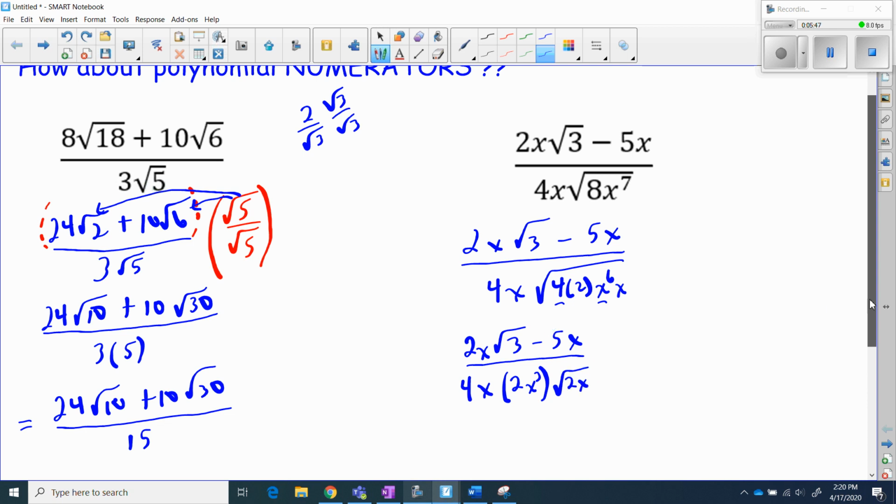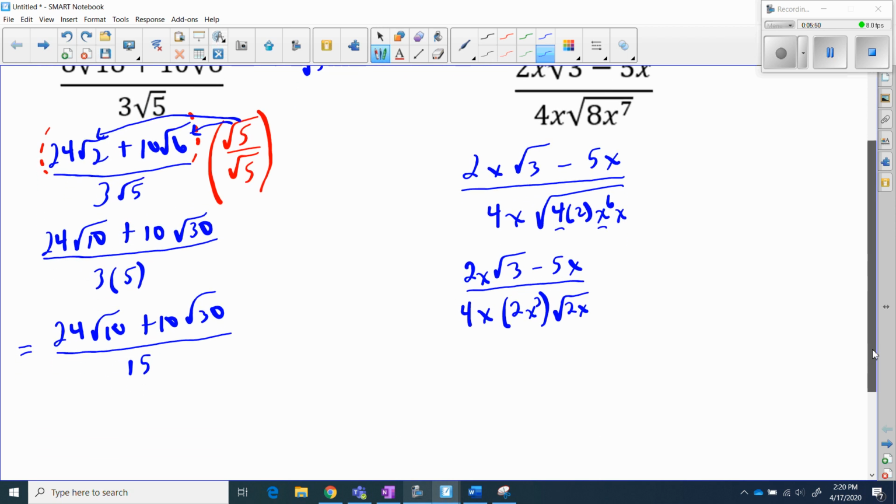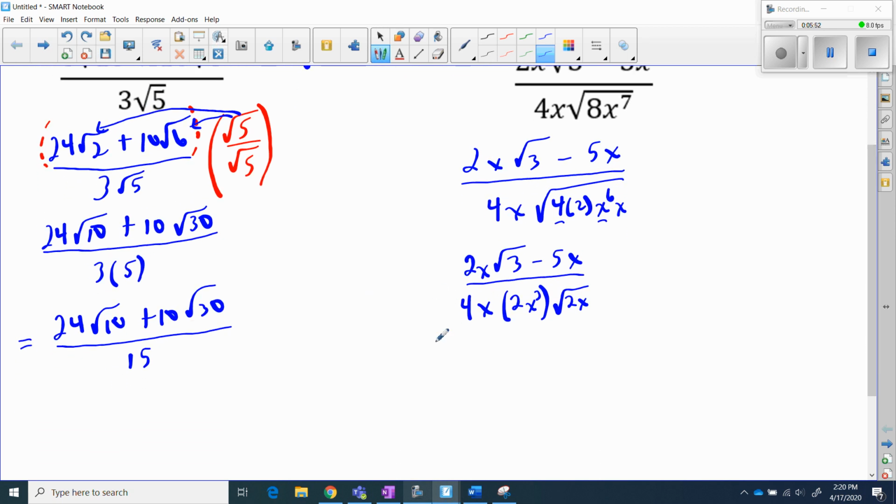Now, if we just keep on tidying these things up, I've got 2x radical 3, subtract 5x, divided by, multiply these two together. That'll give me 8. Add the exponents when you multiply. That'll be x to the 4, radical 2x.